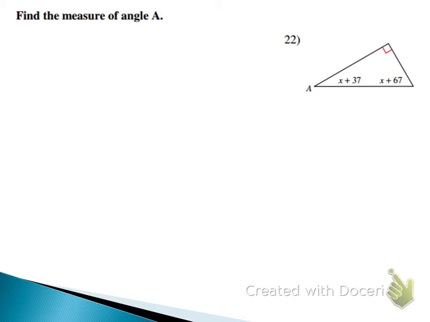So we're finding the measure of an angle. So again, what do we know about 3 angles in a triangle? They add up to 180. So we're going to add them. We got x plus 37. And x plus 67. And then don't forget about 90. And they add up and equal 180.